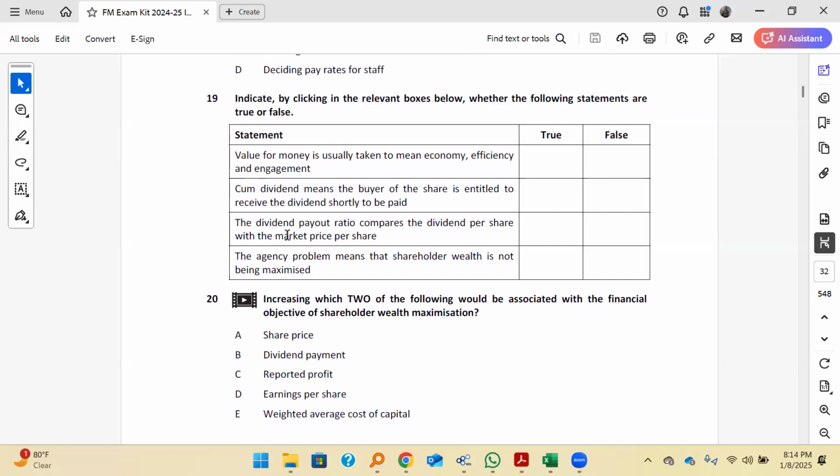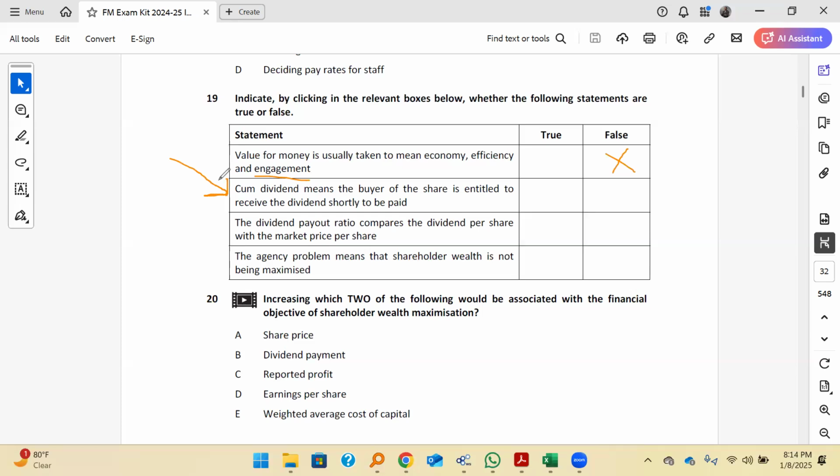They want us to indicate whether the following statements are true or false. So they're saying that value for money is usually taken to mean economy, efficiency and engagement. And as you see, it is not engagement, it is effectiveness. So this is false. Come dividend means the buyer of the share is entitled to receive the dividend shortly to be paid.